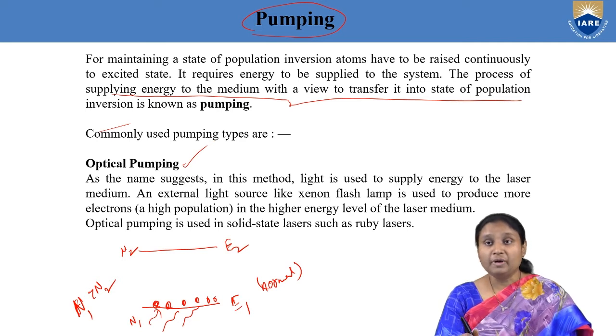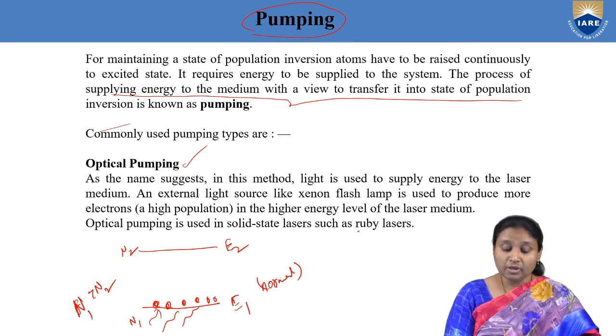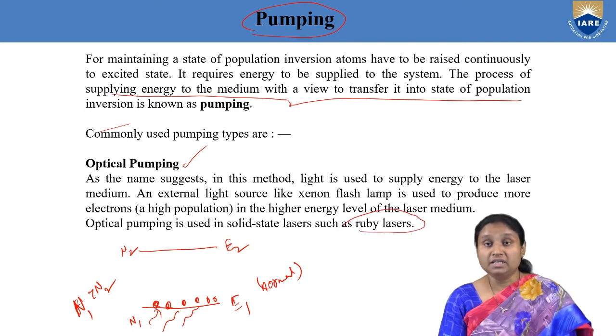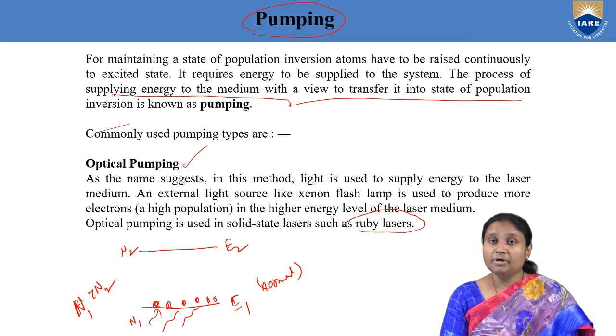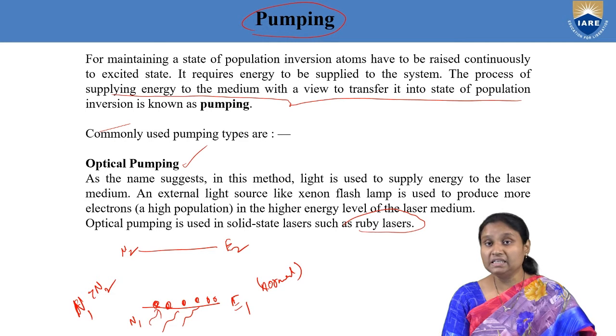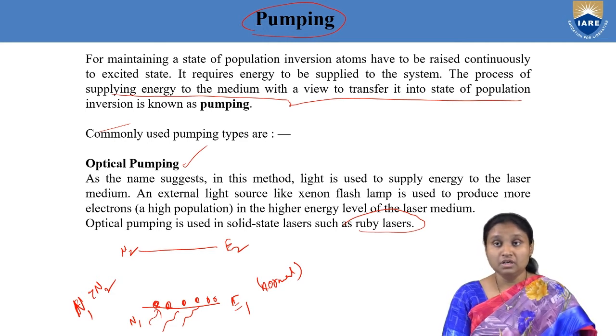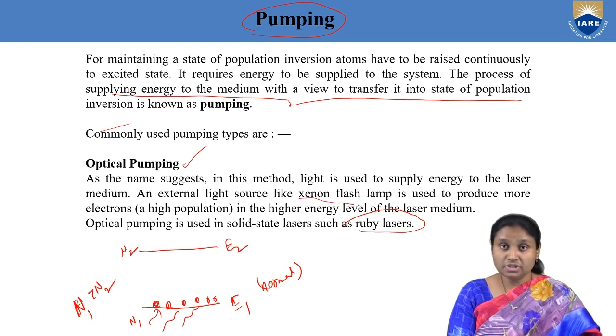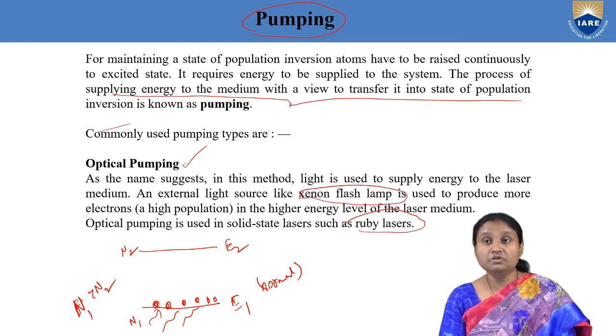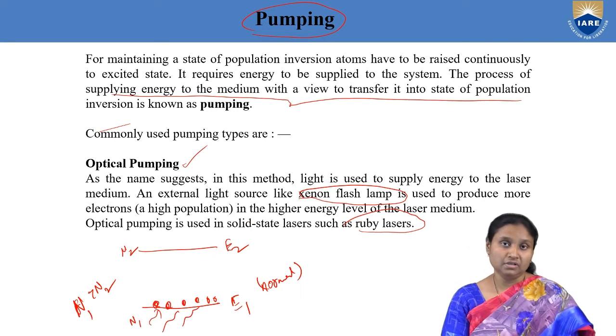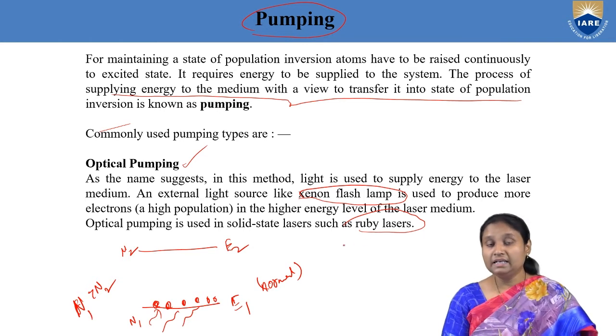This type of pumping is used mostly in solid state lasers, and we can take one particular solid state laser like the ruby laser. And what exactly is optical pumping? We can make out from the term optical that we are supplying energy in the form of light, or in the form of photons. For that, in the ruby laser, I am going to make use of a xenon flash lamp.